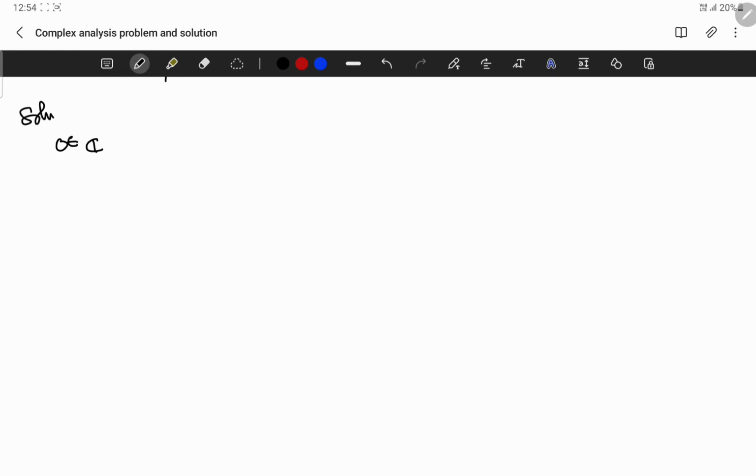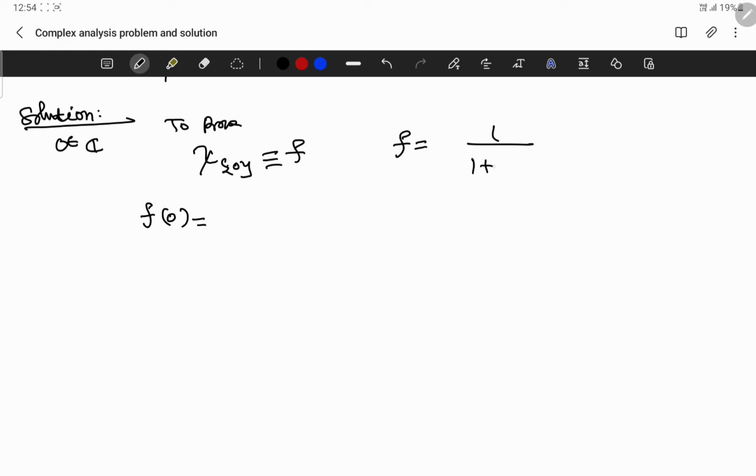So, solution. We are in the complex plane and we have taken {0} as our set. The question is to prove that f is the characteristic function of {0}. We know f of 0, since f is 1 divided by 1 plus n square z, is obviously 1. So it takes the value 1 at that point and agrees with the characteristic function.